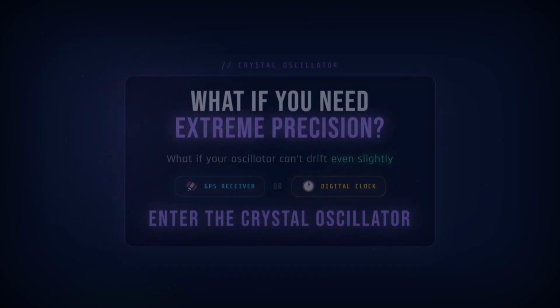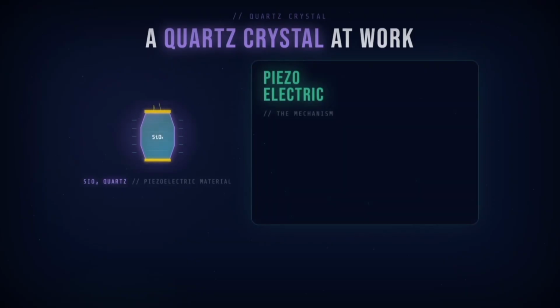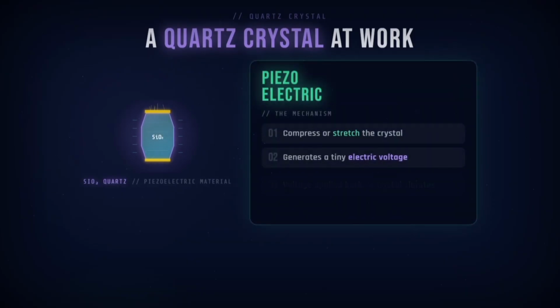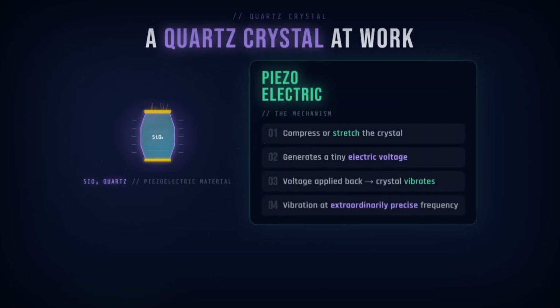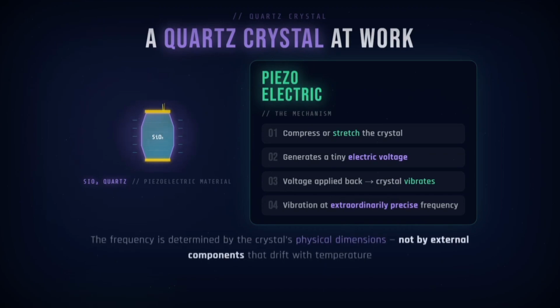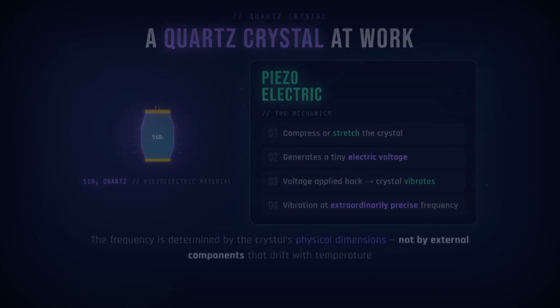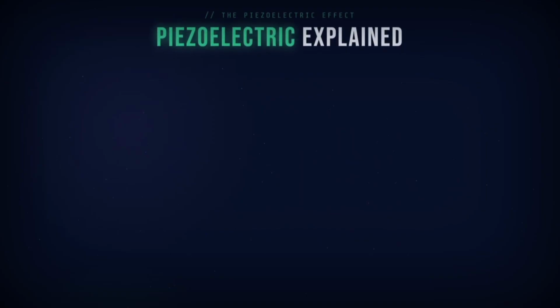Enter the crystal oscillator. A quartz crystal, when compressed or stretched, produces a tiny electric voltage. And when that voltage is applied back to the crystal, it vibrates at an extraordinarily precise frequency determined by its physical dimensions. This is called the piezoelectric effect.